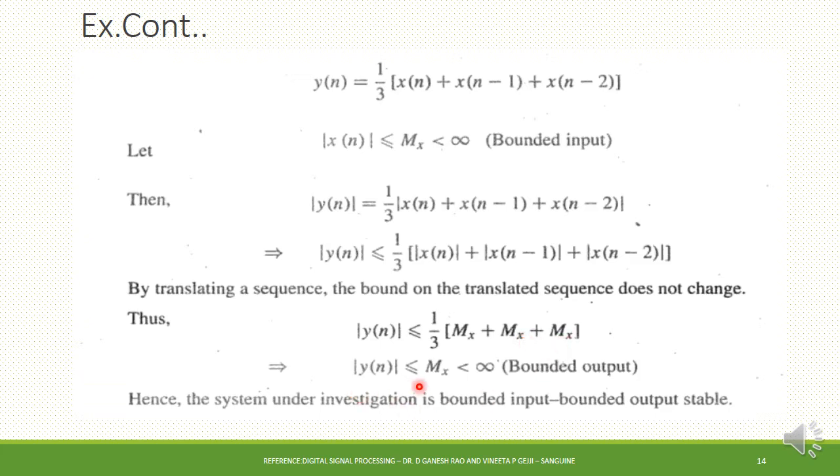So it implies that this output signal is less than or equal to Mx, which is less than infinity. This is called the bounded output. Hence, we are going to say that the system under investigation is bounded input and bounded output stable. Okay, go through it again. It is just simple mathematics.